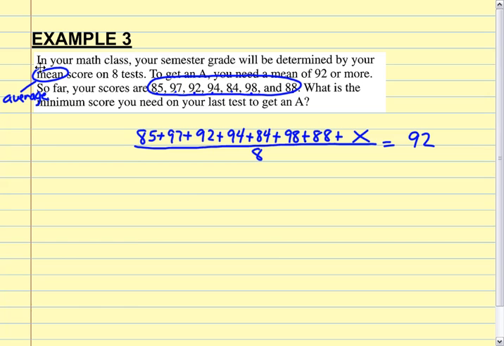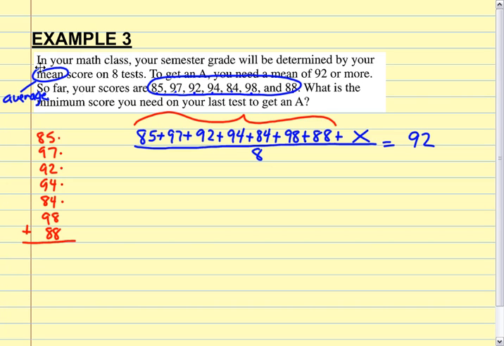Well, the first thing I need to do is add all of these up. Let's just put them together, because I can, right? 85, 97, 92, 94, 84, 98, and 88. Notice I'm not using a calculator because I have a brain. Okay? 5 and 7 is 12, and 2 is 14, and 4 is 18, and 4 is 22, and 8 is 30, and 8 is 38. So I'm going to put down my 8 and carry my 3. 3 and 8 is 11, and 9 is 20, and 9 is 29, and 9 is 38, and 8 is 46, and 9 is 55, and 8 is 63, so 638.